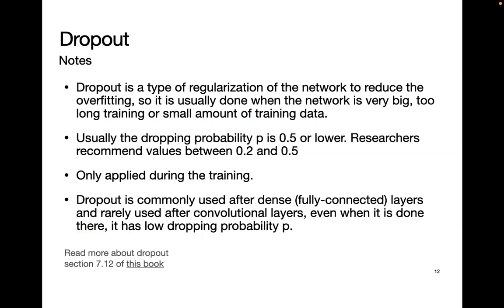So the takeaway that you can have from Dropout is that first, it's a type of regularization of neural networks that helps to reduce overfitting. This is usually done when you have very large models that are trained on a small amount of data, okay? Usually Dropout uses probability 0.5, but it's recommended to choose a value between 0.2 and 0.5. Why? Because we said that we should make sure that some neurons remain when we apply Dropout.